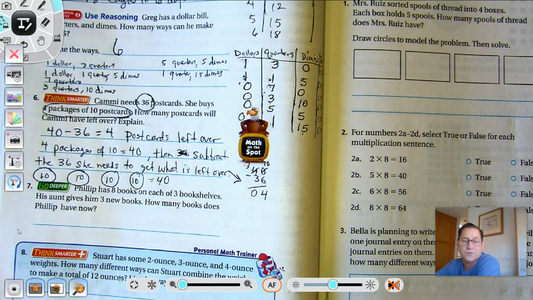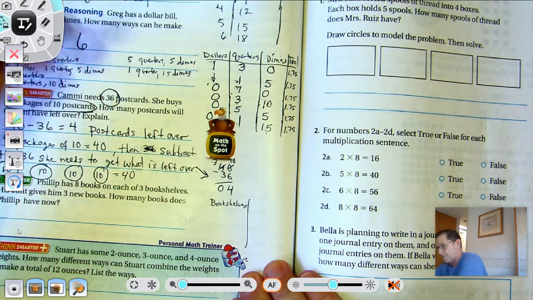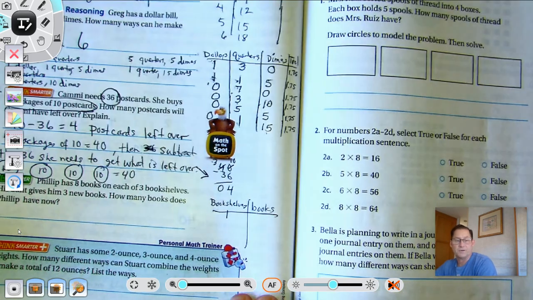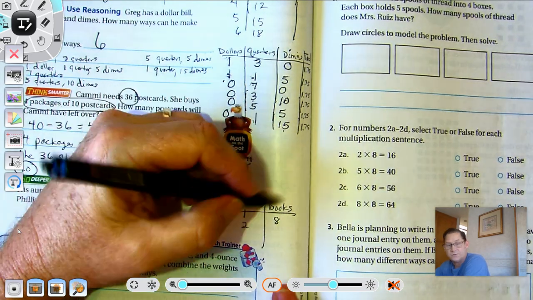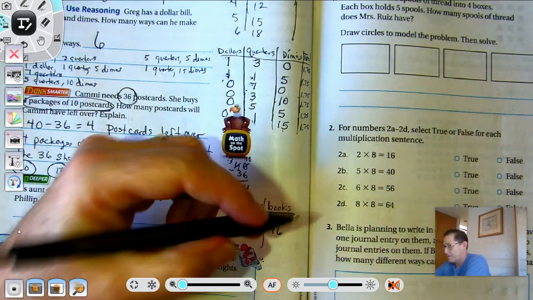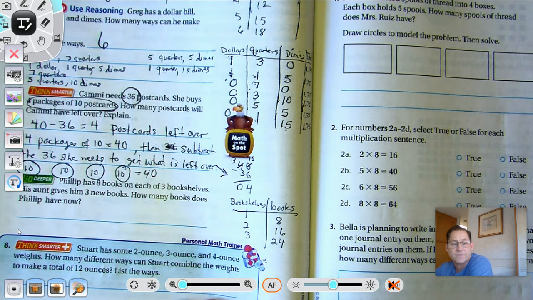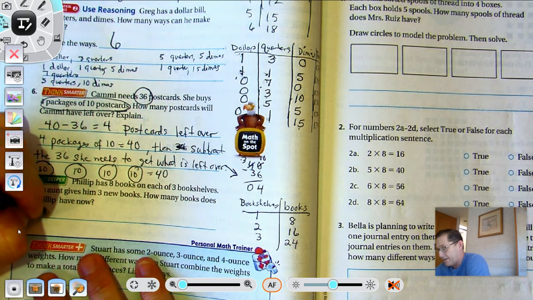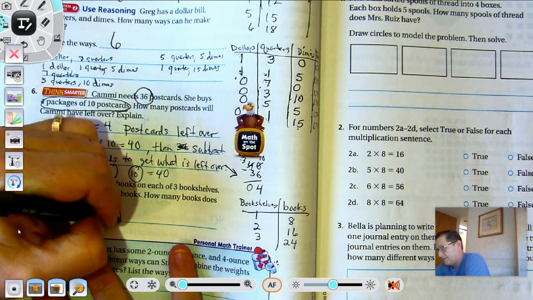Philip has 8 books on each of 3 bookshelves. His aunt gives him 3 new books. How many books does Philip have now? Well, okay, so let's say bookshelves and books. So with 1 bookshelf, he has 8 books. 2 bookshelves would be 2 times 8, 16 books. 3 bookshelves, 8 plus 16 is 24. 3 times 8 is 24. His aunt gave him 3 new books. So 24 books that he has, plus 3, he has 27 books.